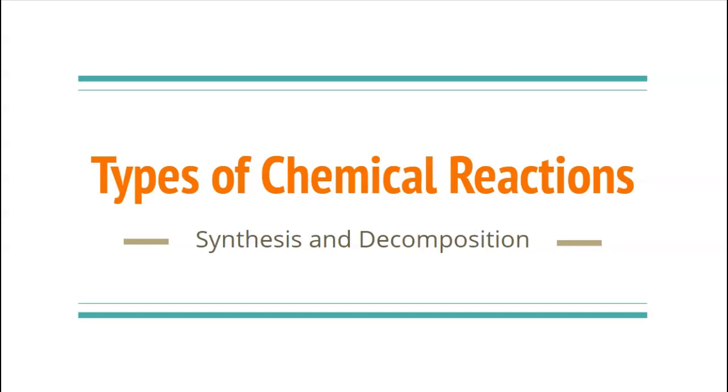So now we know how to write a chemical equation, we know how to balance it. Now we're going to look at the different types of reactions that chemicals can have. And as it turns out, there are 5 different kinds of reactions that we're going to learn about in this class. And we're going to learn about the first 2 of them in this lecture.